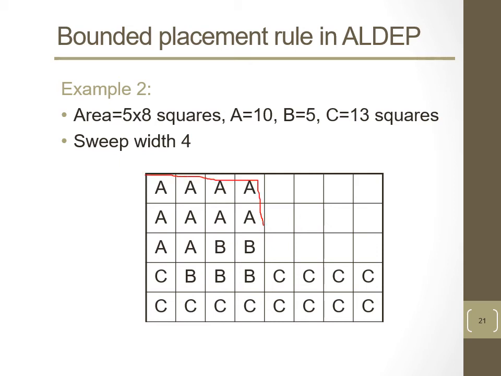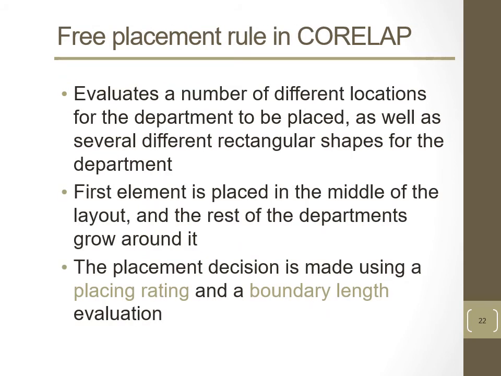This is the shape of department A. Now it is not rectangular. Department B has such a shape. And you see department C has this shape. I don't know if this is preferable to the previous alternative or not, but still we end up with a different layout alternative. So changing the sweep width leads to different alternatives. As you can see, ALDEP has a meaningful, simple rule that leads to a feasible layout at the end.